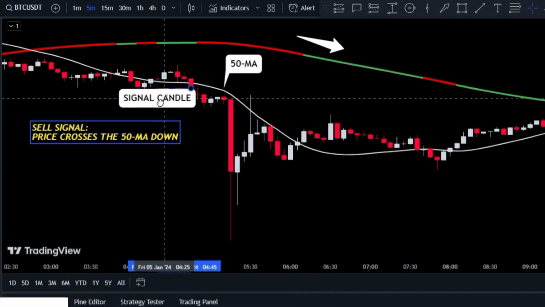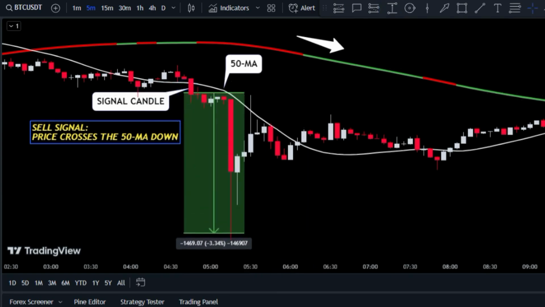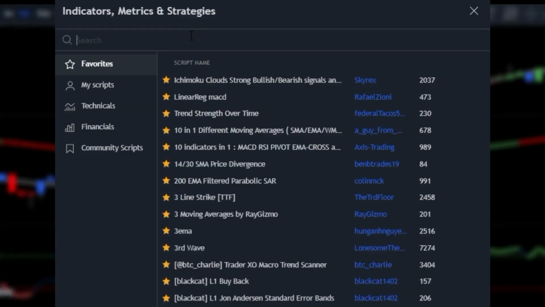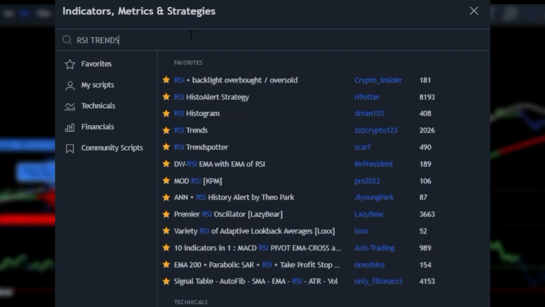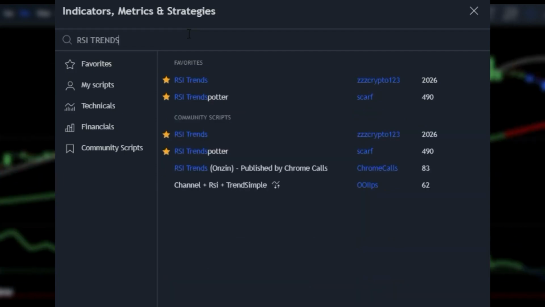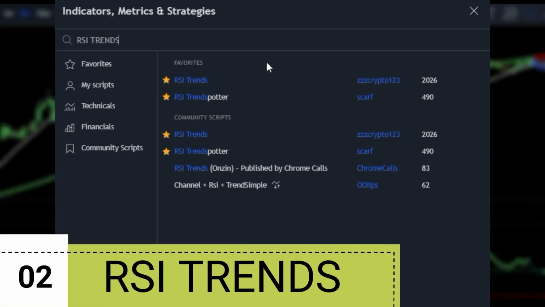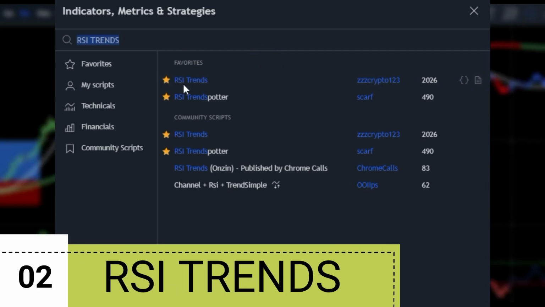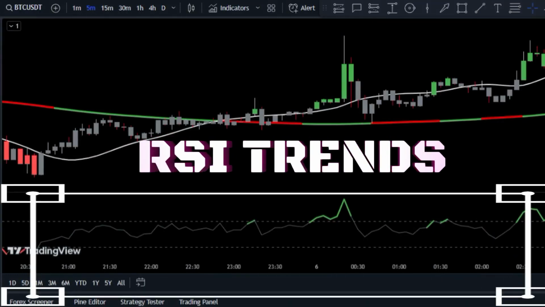So now that we've explored how our first indicator generates signals, let's move on to the next exciting piece of the puzzle, our second indicator. Get ready to welcome the RSI trends indicator into our strategy. Now let's change a few parameters in the Style tab in the settings of this indicator.